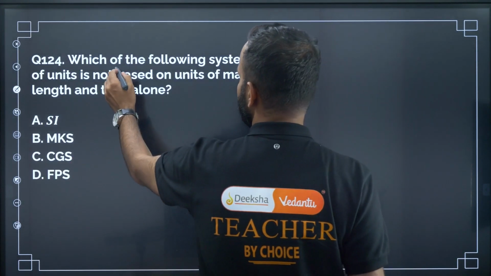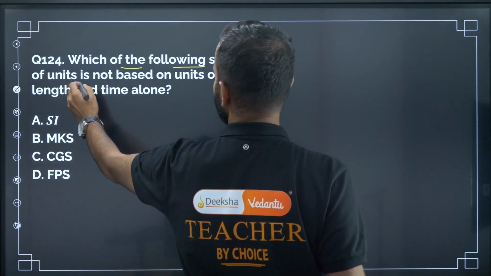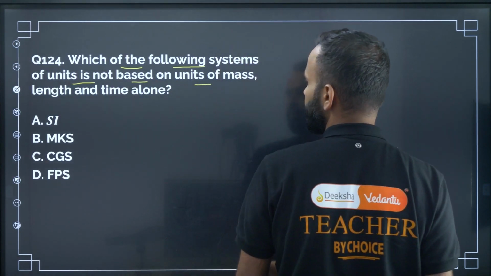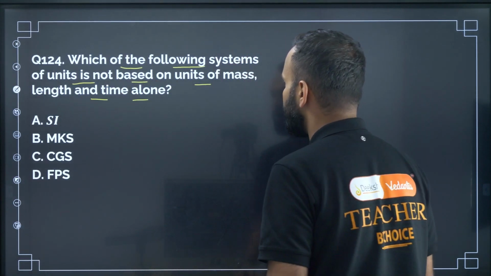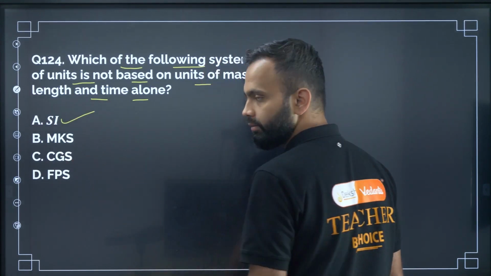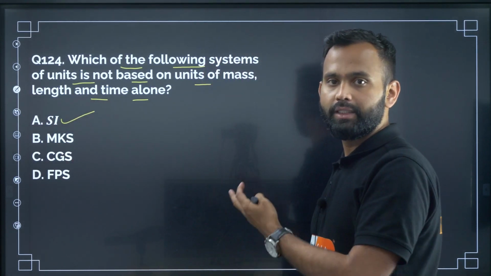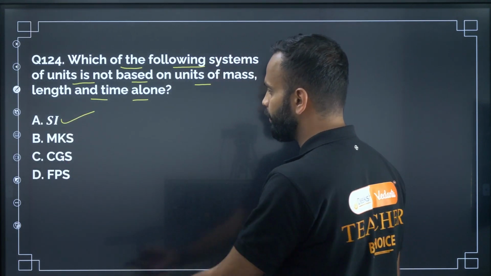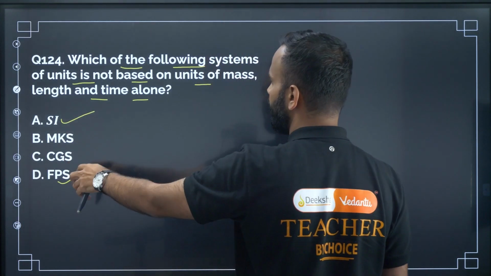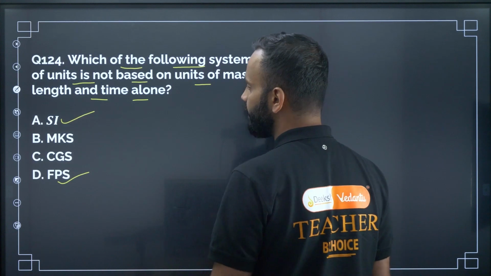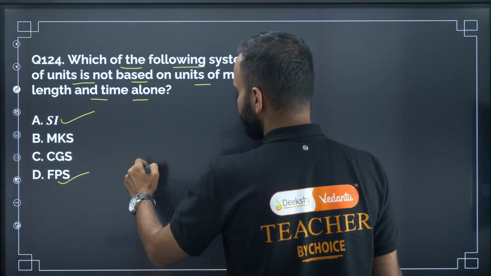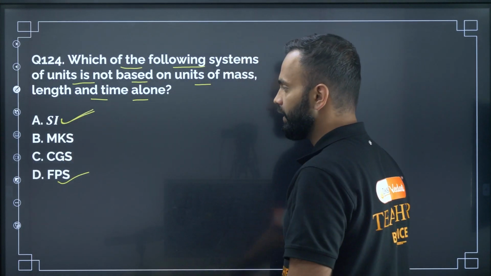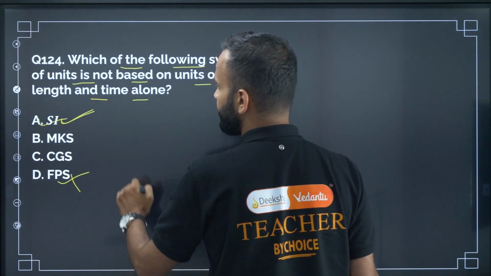Question number 124. Which of the following system of units is not based on units of mass, length and time alone? SI unit, right? Why? SI unit has 7 fundamental units. Here MKS, CGS and FPS, these three have only mass, length and time. So option A is the correct answer.